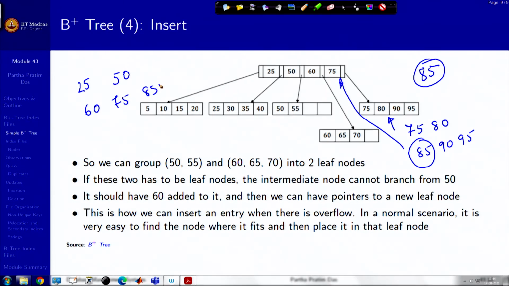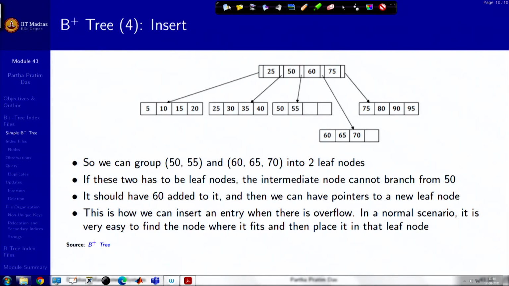I will have a new root node which will have 25 as the first key, 60 as the second key, and we will have null in the rest. This will point here and this will point here. So, this way it propagates wherever this happens. That is the basic insert process.